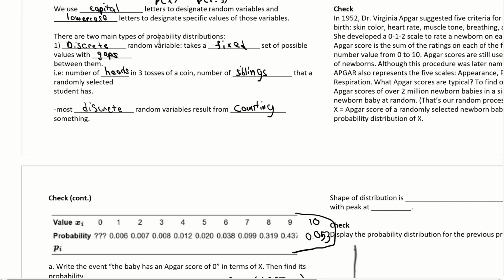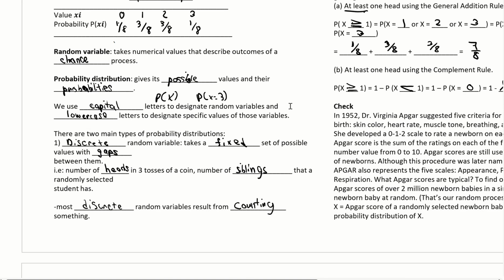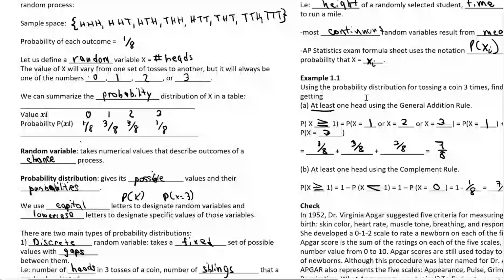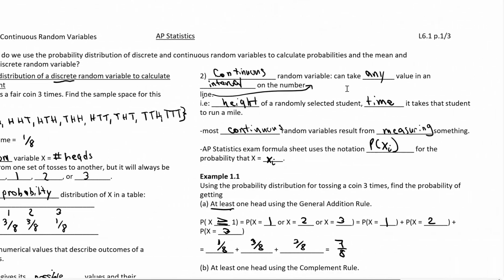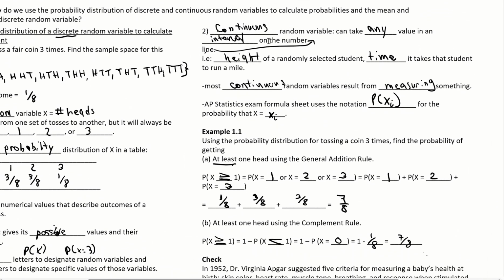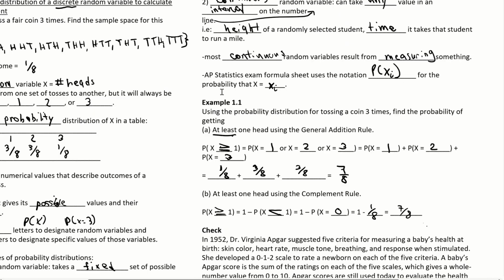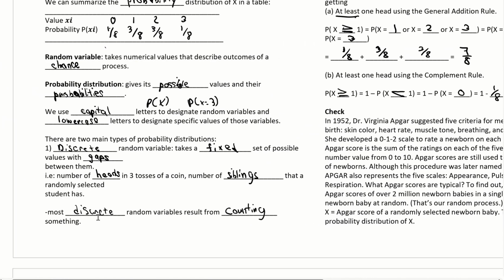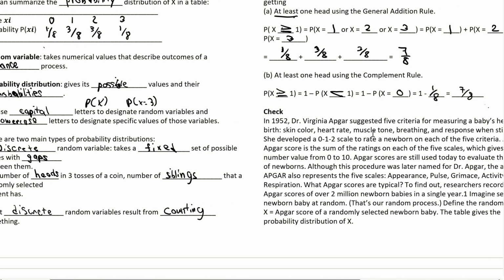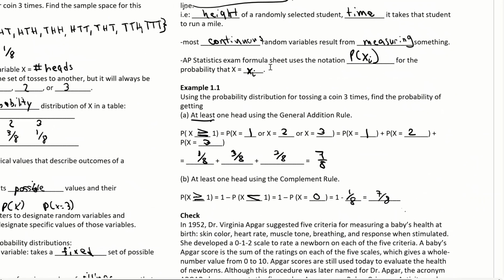Okay, so there are 2 main types of probability distributions. We mentioned discrete, and the next one is continuous. Discrete is fixed values, and continuous can take on any value in an interval. So for example, height and time, things that you measure tend to be continuous. Things that you count tend to be discrete. That's what we had talked about.